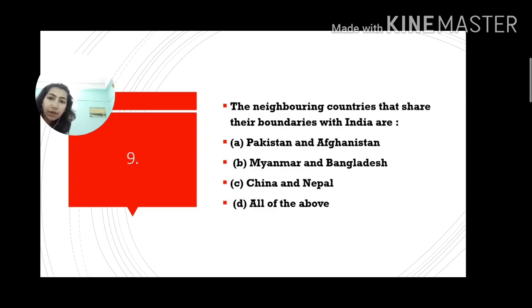Let's move to the next question, number 9, the second last question. The neighboring countries that share their boundaries with India are: option A, Pakistan and Afghanistan, B, Myanmar and Bangladesh, option C, China and Nepal, and option D, all of the above. It's quite easy, I think all of you know this. The answer will be option D, all of the above, because we share borders with Pakistan and Afghanistan to the northwest, with Myanmar and Bangladesh towards the east, and with China and Nepal towards the northeast and a bit on the north.